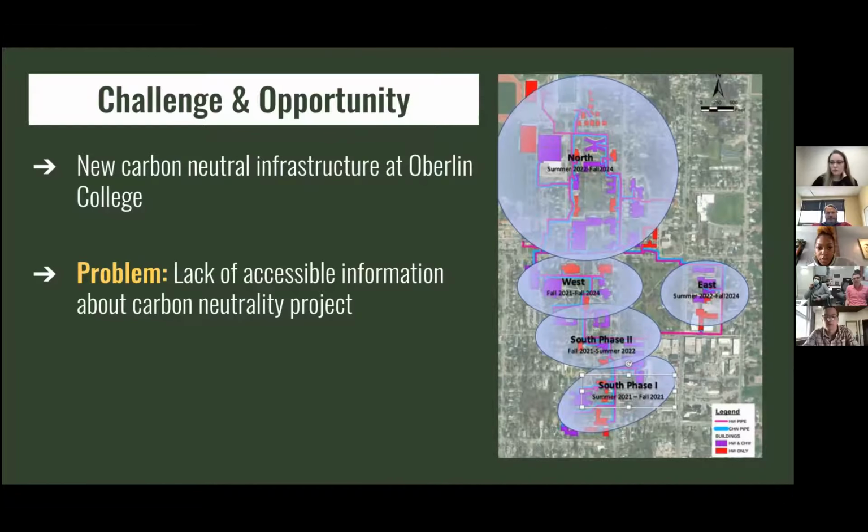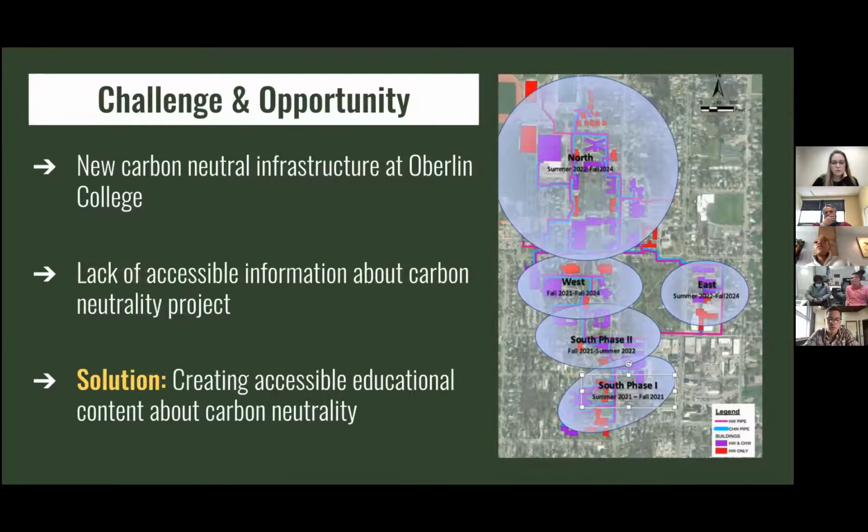So the problem that our group is trying to address is that the college does not currently have an easy to understand, accessible way for people to have access to this information. People don't know what's going on around campus. And there's just not a good way for people to learn about why this construction is happening. So this opens an opportunity for us to find accessible ways to educate the community. We're going to be creating this accessible content, which serves the purpose of educating community members and college students about why the construction is happening.